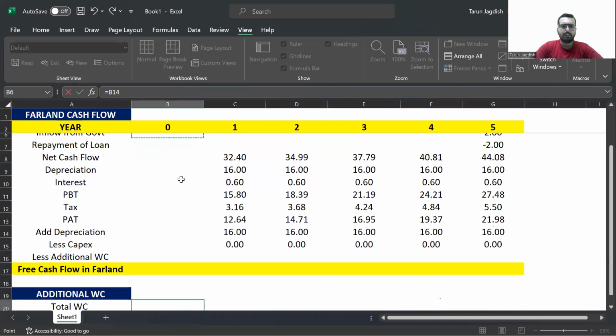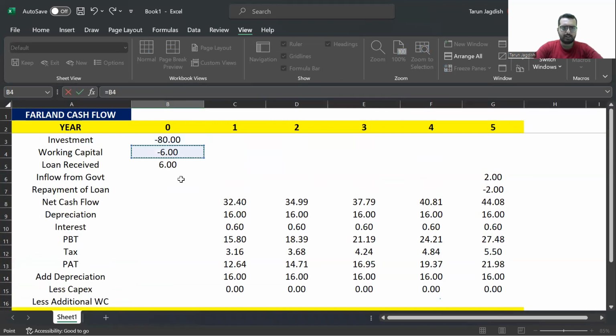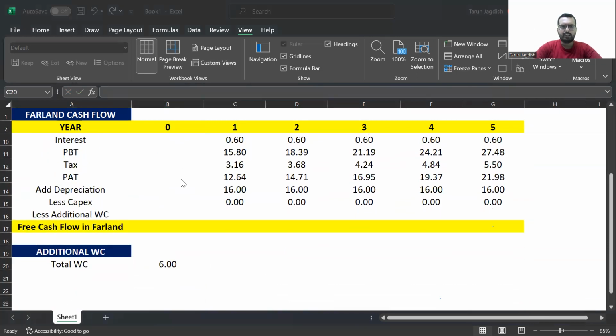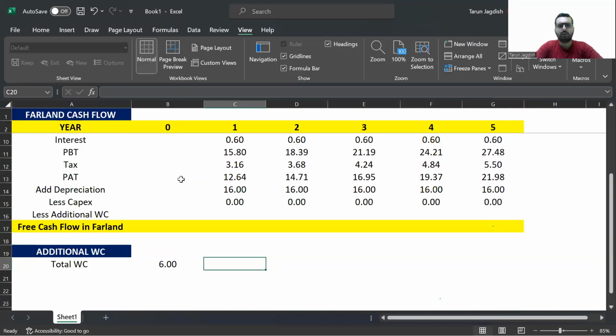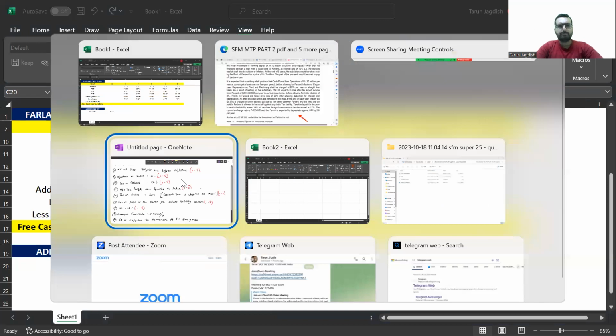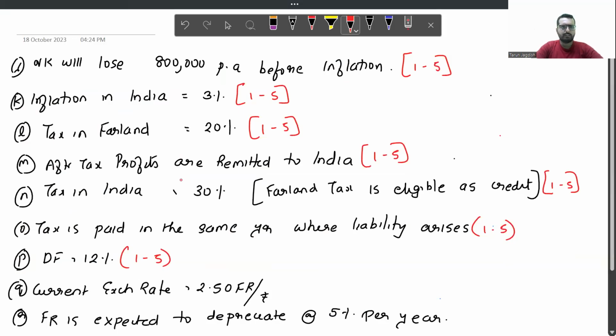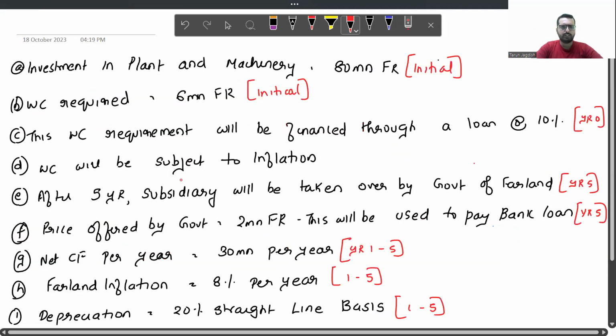So we are starting with a working capital of how much? 6 million, correct? 6. And they have told that there is going to be inflation on the working capital also. How much is the inflation they have told on working capital? I think it's the same that we have already got. Inflation in India is 3%. What is the inflation in FR?